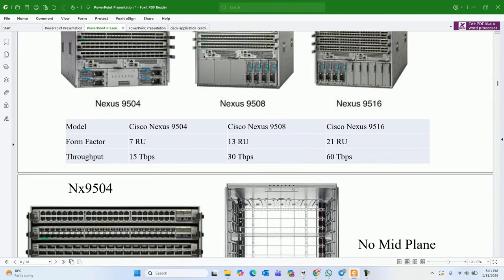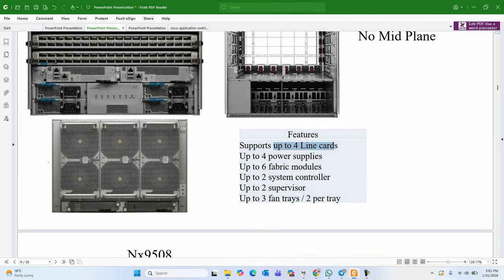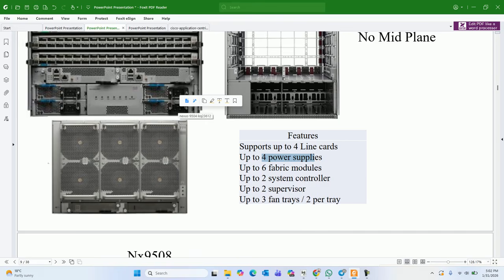Then here you see that we have four power supply units. You see in the front of it 1, 2, 3, 4. Because you can't be dependent on just one power supply.